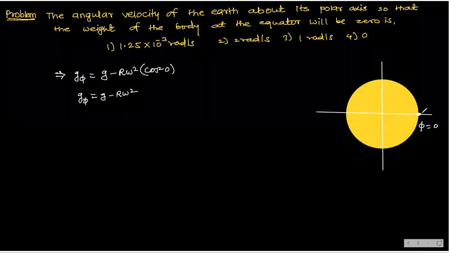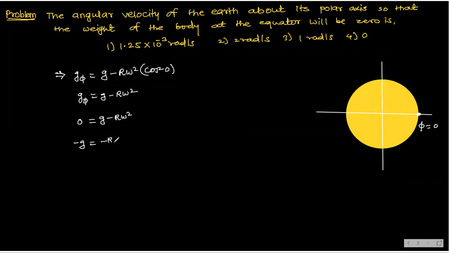Now, the weight of the object at this point is going to be 0. When will it become 0? Tell me, when will it become 0? When g' is 0. So g' is equal to 0. So 0 is equal to g minus R omega square. So minus g is equal to minus R omega square, right?